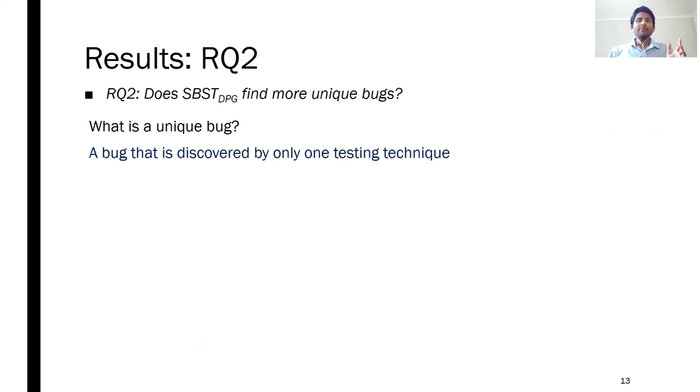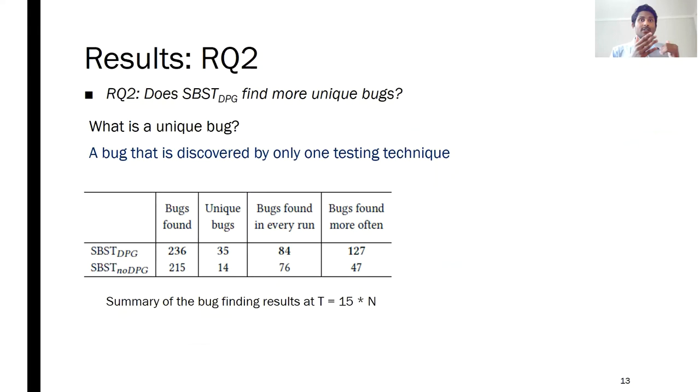This table provides a summary of the bug finding results at 15 seconds per class for the two approaches, SBST DPG and SBST no DPG. We can see the number of unique bugs found by each approach in the third column, which is highlighted in the red corner, where SBST DPG finds 35 unique bugs compared to 14 unique bugs found by SBST no DPG.